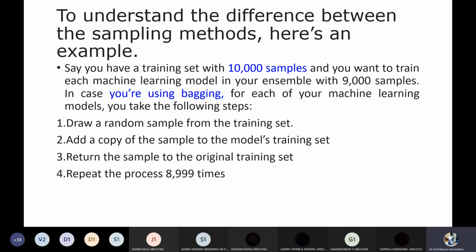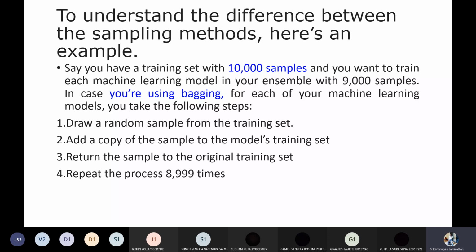To understand the difference between sampling methods, here is an example. Say you have a training set with 10,000 samples. You want to train each machine learning model in your ensemble with 9,000 samples. You have a total of 10,000 samples, but you need to train your model with at least 9,000 samples. I hope you got it.